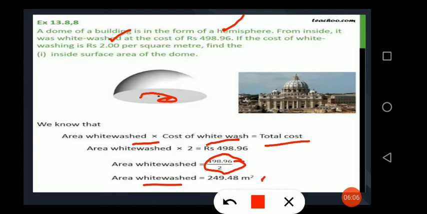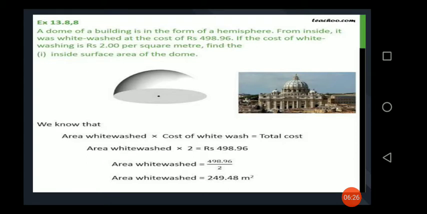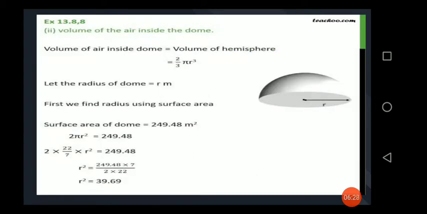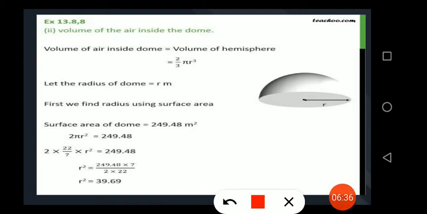Okay, so this is the required surface area of the dome, 249.48 meter square. This type of question we have done earlier also when we were doing surface area. Now moving towards the next part of it. Now it is saying find the volume which is inside the dome. So the volume of air inside the dome is the volume of a hemisphere, which is 2 by 3 pi r cube.